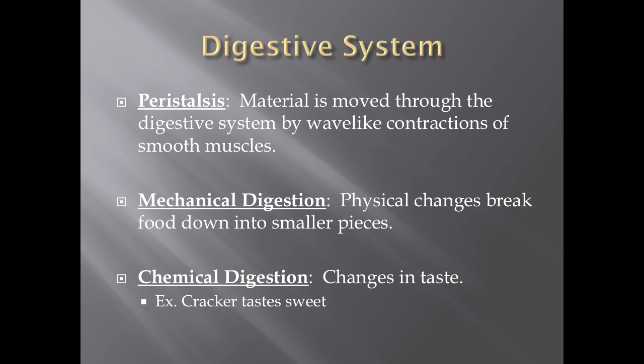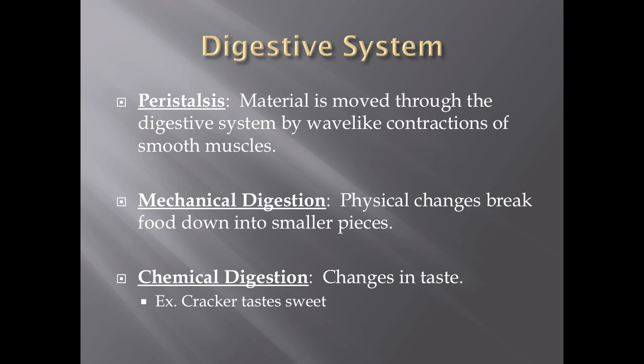Peristalsis. This is where material is moved through the digestive system by wave-like contractions of smooth muscles. When you swallow, as that food is traveling down your esophagus, it's moving in a wave-like motion due to this peristalsis. It's causing it to go down into your stomach.